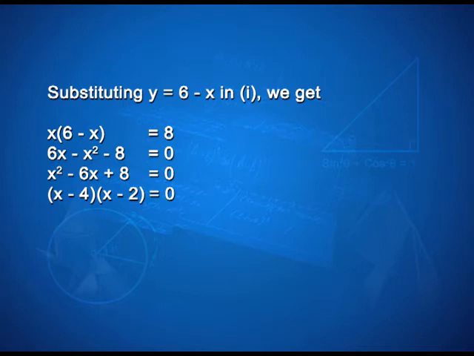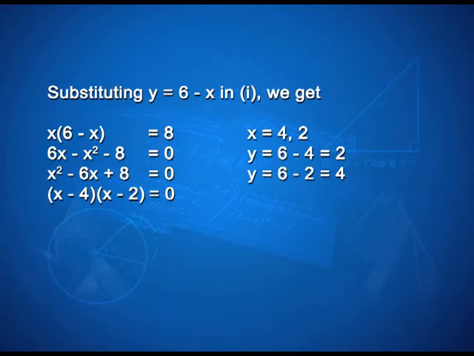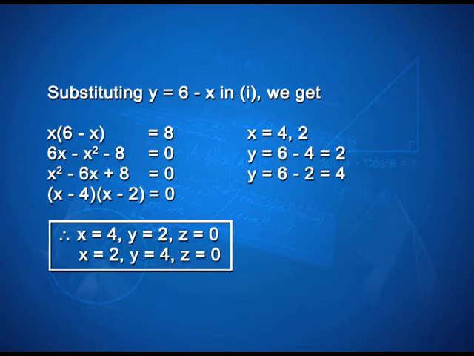Now, by splitting the middle term, we have two factors, namely x minus 4 and x minus 2 is equal to 0, which on simplification gives x is equal to either 4 or 2, and the corresponding values of y will be 6 minus 4, 2 and 6 minus 2, 4. Therefore, the values of x, y and z will be x is equal to 4, y is equal to 2, z is equal to 0, and x is equal to 2, y is equal to 4 and z is equal to 0. Now, let us discuss some operations on matrices.